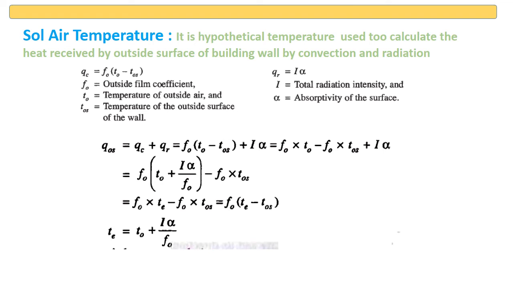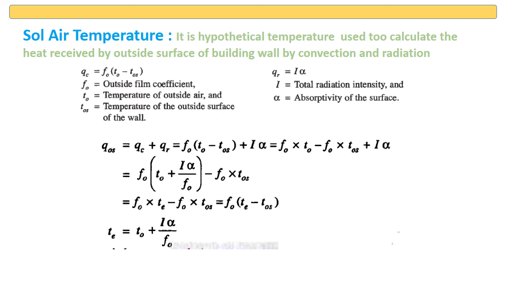This is called the solar air temperature. If the outside temperature is T0, that is what we feel when we put in a thermometer and convection is happening, but we are not considering the radiation part. By considering the convection part, that is QC, and the radiation part, what will be the effective temperature of the outside ambience? If your outside surface is receiving Q conduction and Q radiation, so Q conduction, convection.